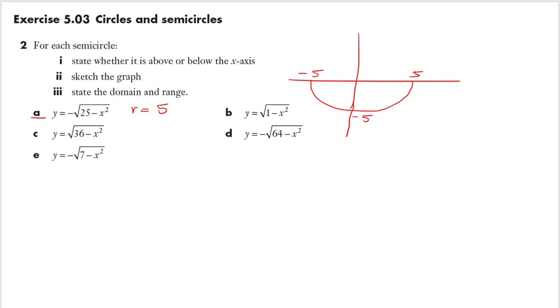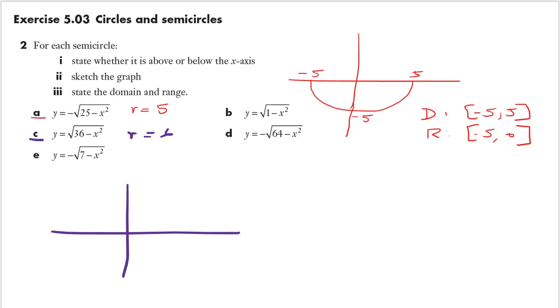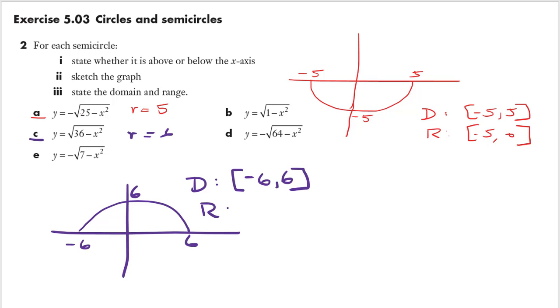And there's pretty much our sketch, our domain. So it's going to go from -5 to 5. And hopefully you can see the range will go from -5 up to 0. Just do one more of these. Let's have a look at C. We've got a radius of 6. It's above the x-axis, and it's going to go from 6 to -6 and up to 6. So you can see again the domain, -6 to 6, and the range, this time we're going from 0 up to +6.